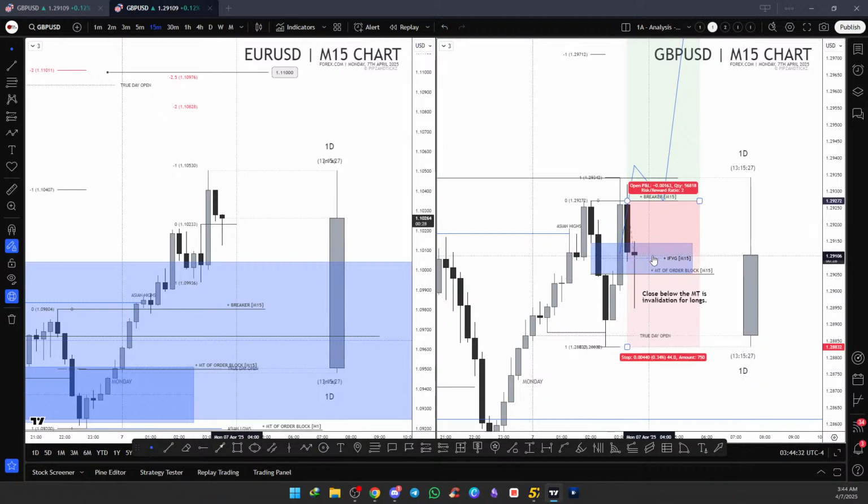Okay, it has moved up. Moved above the IFVG as well. That is a good sign. Really good sign. It needs to close. The close is more important than price moving up and below. That is definitive. In another 10 seconds, we'll know what is happening.